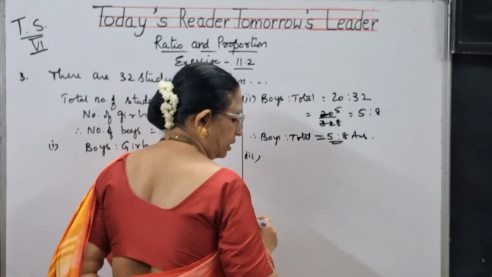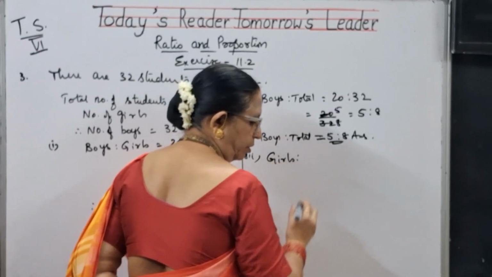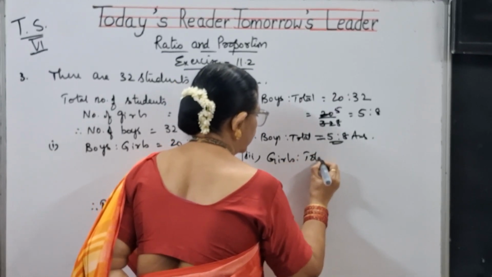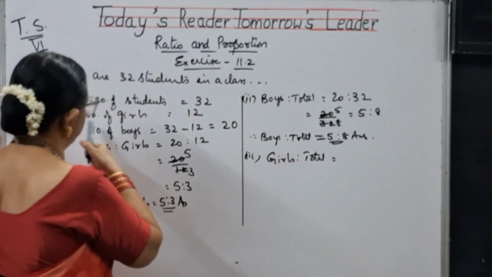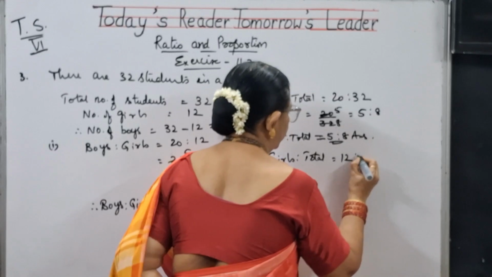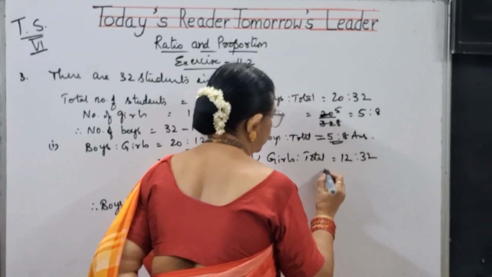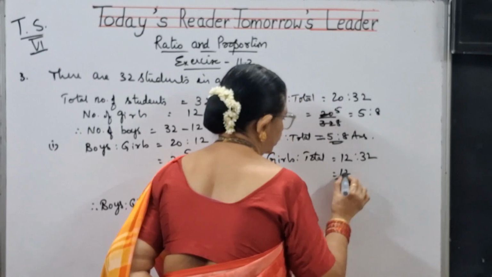Third bit is girls to total. Girls is to total. So, how many are girls? They have said number of girls are 12. So, 12 is to total 32. That is 12 by 32.